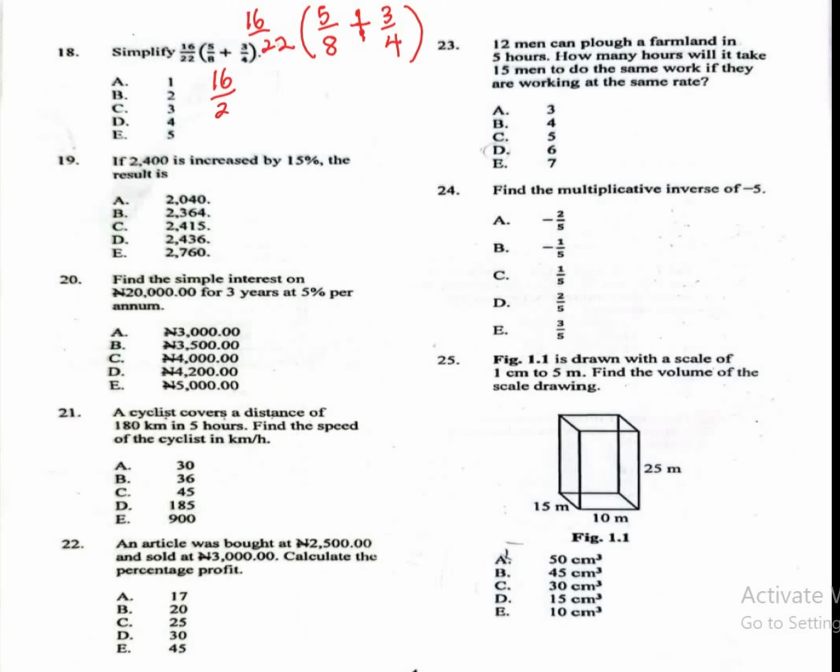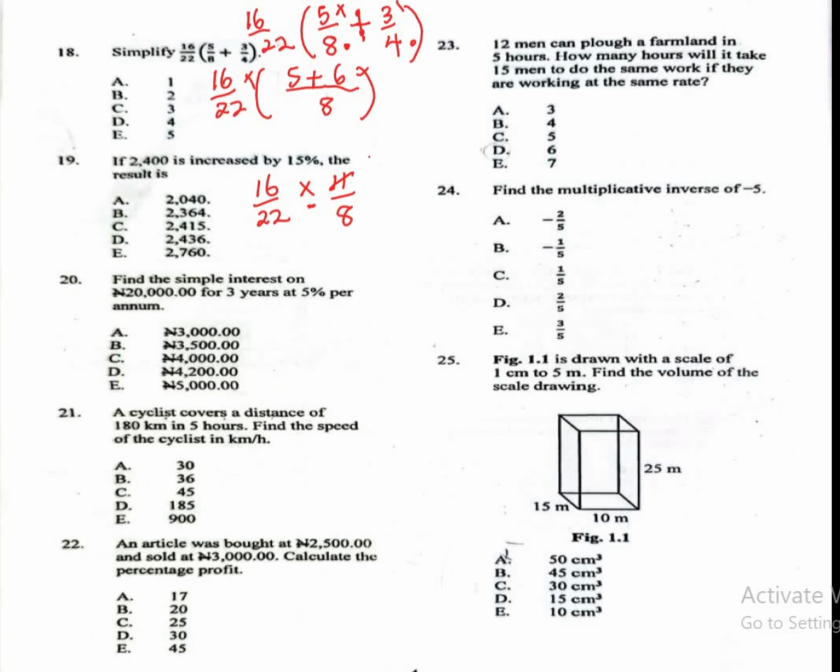Bring down 16 out of 22, then the bracket. The LCM of 8 and 4 is 8. 8 divided by 8 is 1, 1 times 5 is 5, plus 8 divided by 4 is 2, 2 times 3 is 6. So we have 16 out of 22 times 5 plus 6, which is 11 out of 8. This times is from the bracket; a bracket is treated as times.